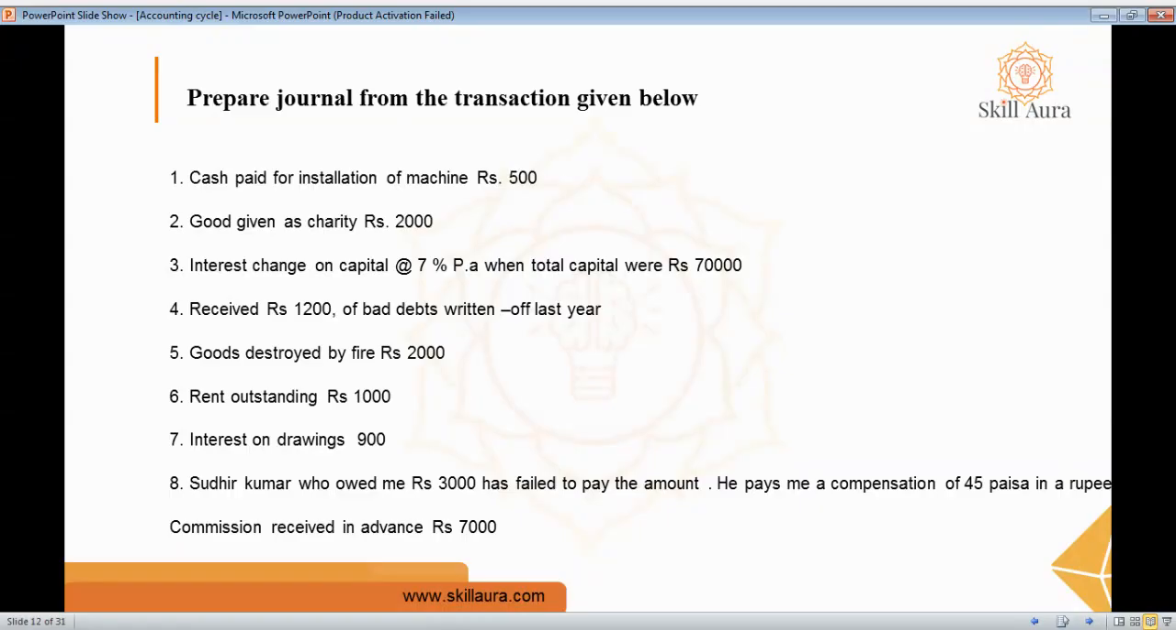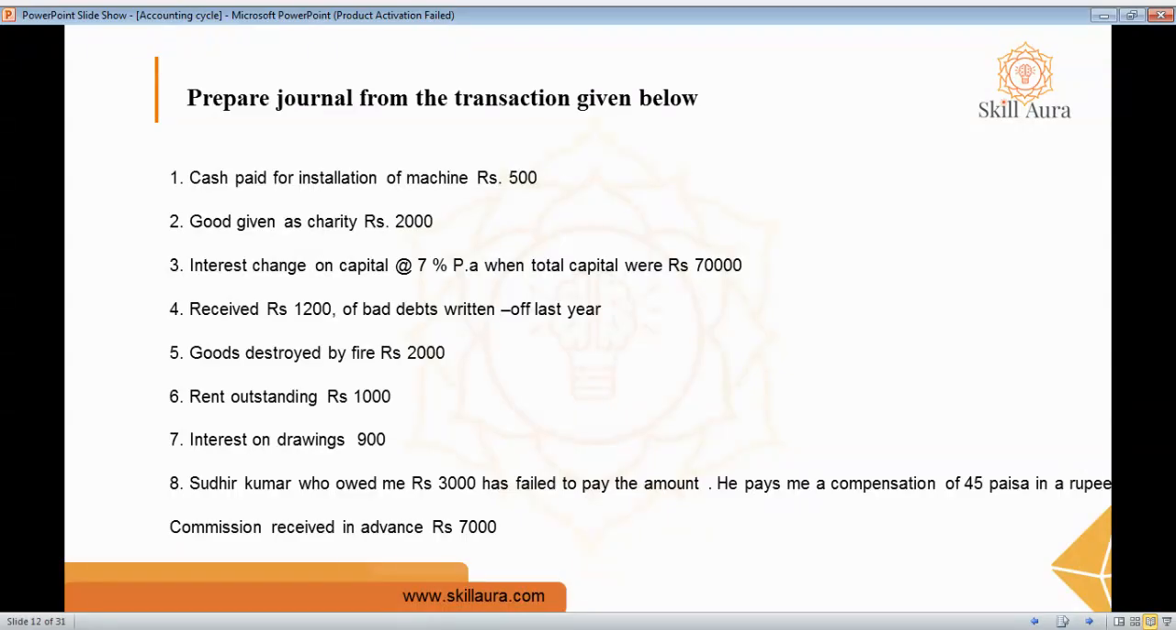So in the debit account column, interest expenses, and in the credit account, the capital account. In the debit amount you will have to enter 4,900, that is the expense of 7% on 70,000, and in the credit amount you will have 4,900, which is the increase in capital, so it will be balanced.